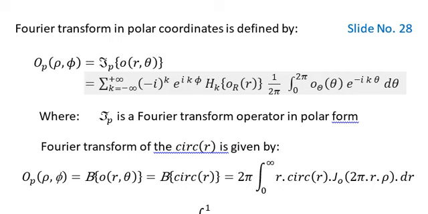And then we have the azimuthal dependence, the integral on the azimuthal part, which is 1 over 2 pi times the integral from 0 to 2 pi over theta, with integrand small o subscript Theta as a function of theta multiplied by e to the power minus iota k theta. So this is the full expression of the Fourier transform when the polar coordinate object has no circular symmetry, where tau subscript p is the Fourier transform operator in polar coordinate systems.